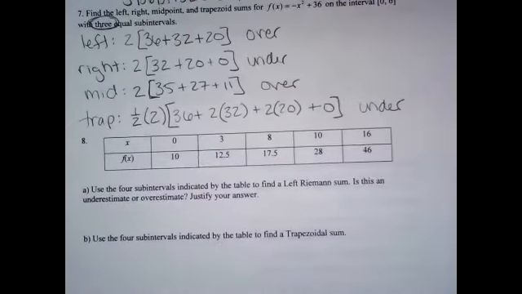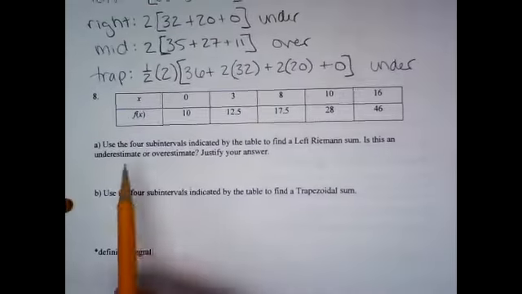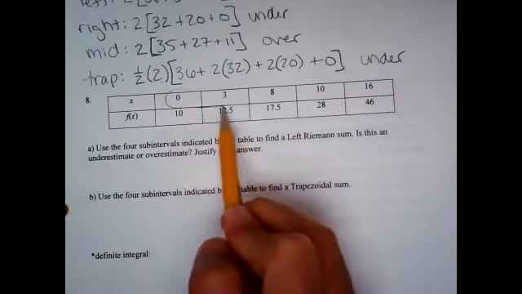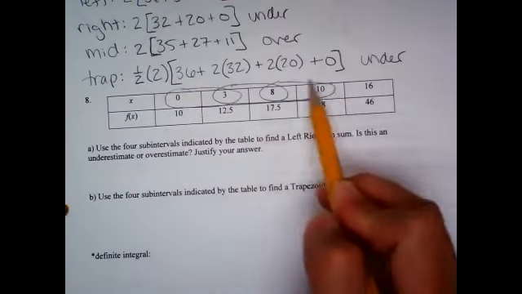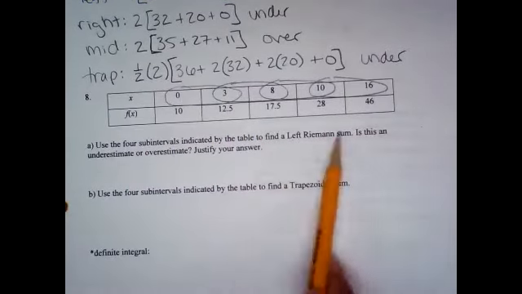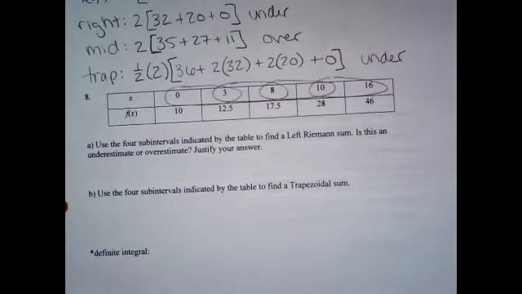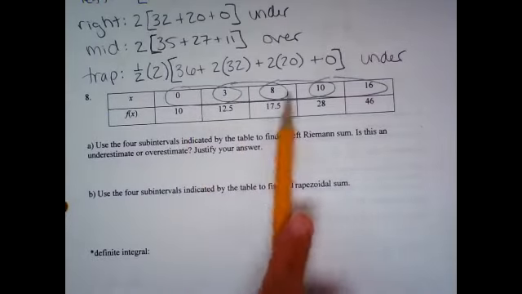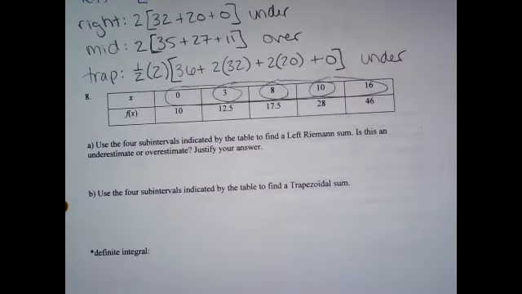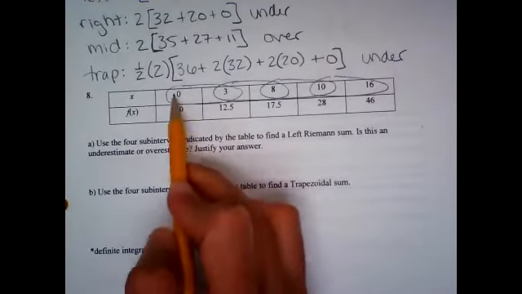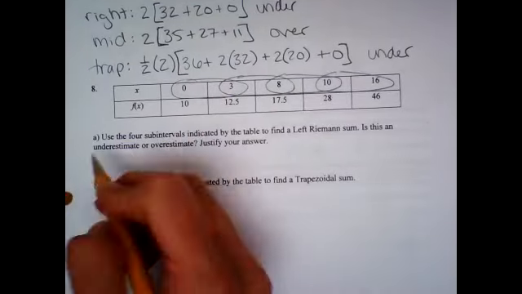All right, so let's look at number 8. The table is made for you. Use the 4 subintervals, and if you want to circle them, I think that's not a bad idea. These are the 4 subintervals. Find a left Riemann sum. You cannot write this in the abbreviated way. Why not? They're not even. 0, 3, 8, 10, 16. They're not uniform. Okay. So your first subinterval is from 0 to 3. That's a length of 3.